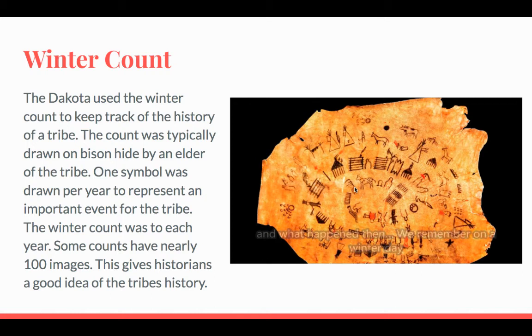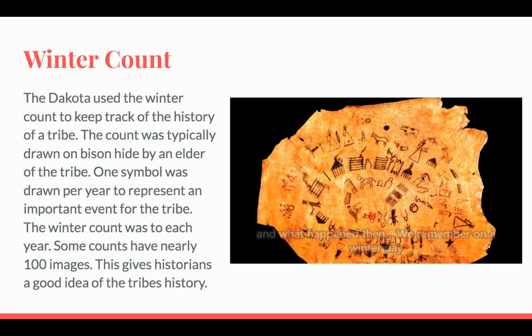Whatever happened to that particular tribe of 50 to 100 Dakota, they would pick out a symbol and then that elder would draw it on there. And then he or she would hold on to this parfleche, or this skin, for the whole year. It was their responsibility to hold on to it, and then the next year they would add something again to it.